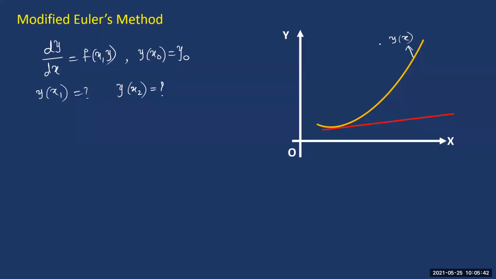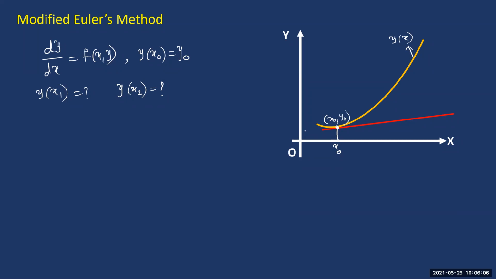Now see, when you know the graph of y of x here, you are given a point here: y at x naught is equal to y naught. So let us say this point on the graph is x naught. So this is x naught, and this point is actually on the graph. So this is the point x naught comma y naught.